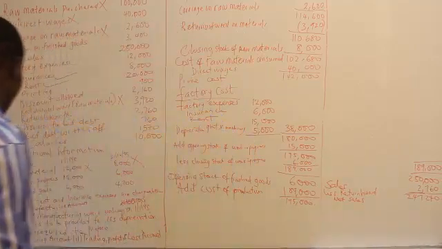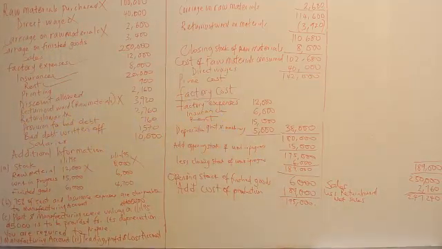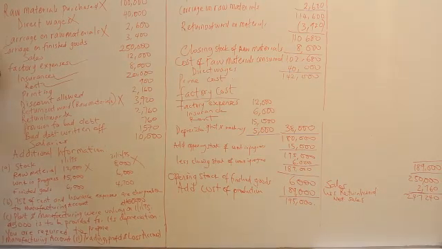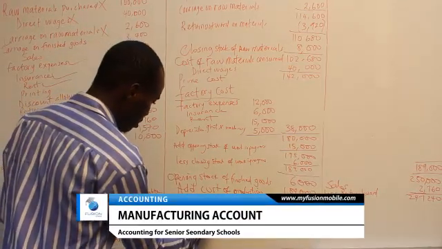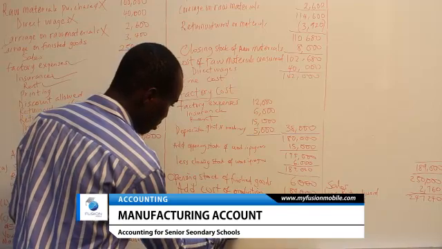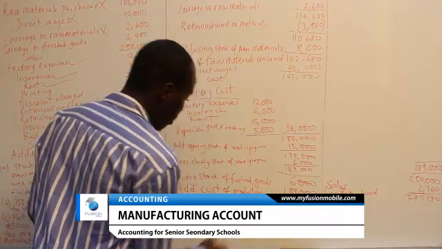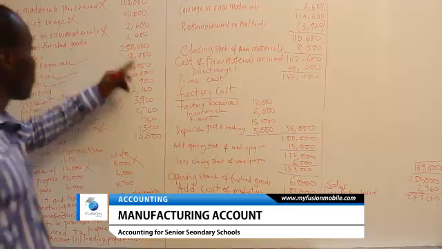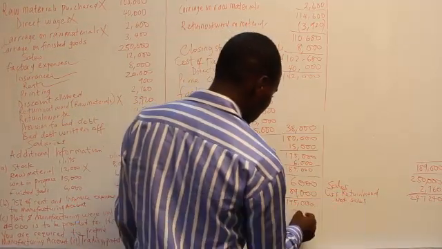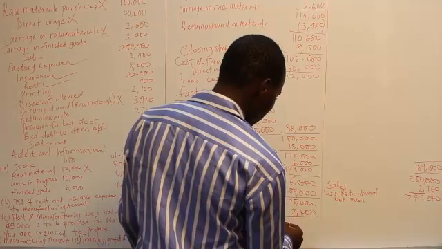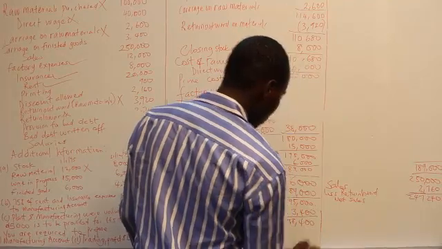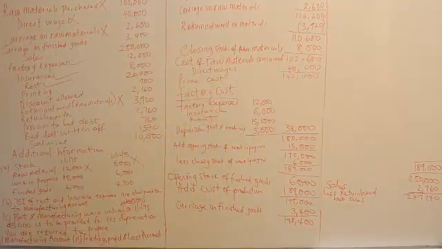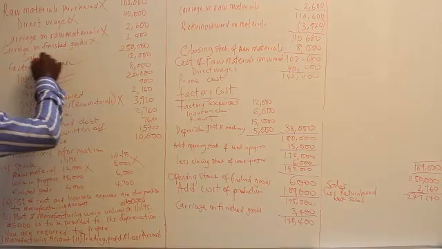So the next thing, do we have anything on finished goods? Oh, we have carriage on finished goods. So you have to add that carriage on finished goods. Carriage on finished goods will be 3,400. So you have 198,400.